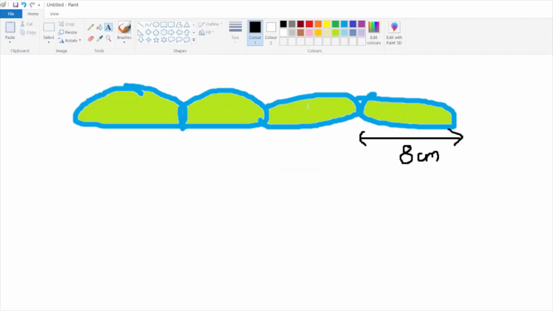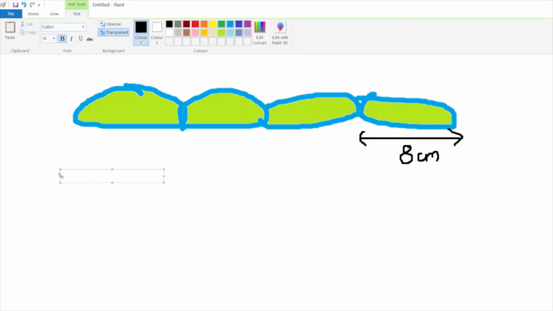So once you know the actual size of your cell, you want to know the size of the image that you've drawn. So take a ruler, measure one of the cells that you've drawn. This one is 8 centimeters. So you know that on paper, your 8 centimeter drawing is equivalent to 250 micrometers.